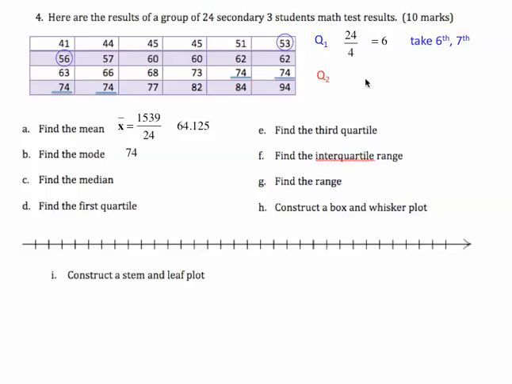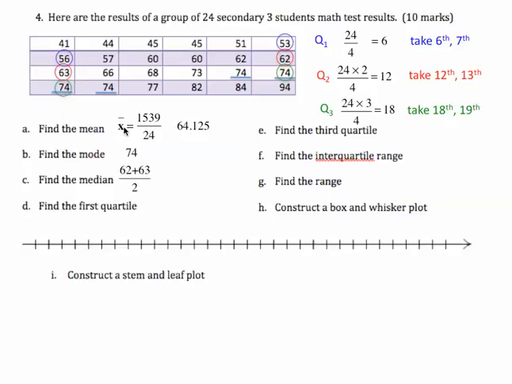For quartile 2, I'm going to do 24 times 2 divided by 4, or just 24 divided by 2, and that gives me 12. Because that's a whole number, I'm going to take the 12th and 13th, which is 62 and 63, and take the average of those. For quartile 3, I'm going to do 24 times 3 divided by 4, and that gives me 18. Because that's a whole number, I'm going to take the 18th and 19th marks, which are 74 and 74, which gives me 74.